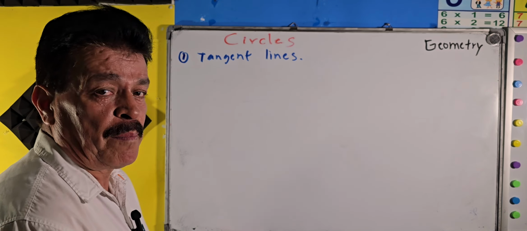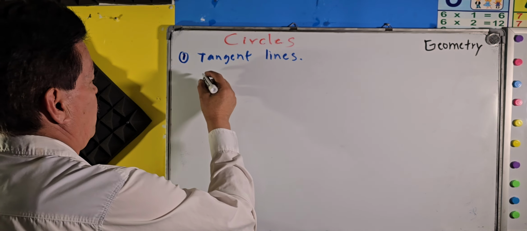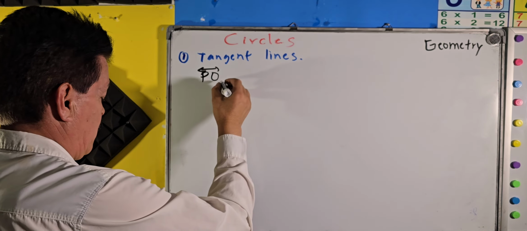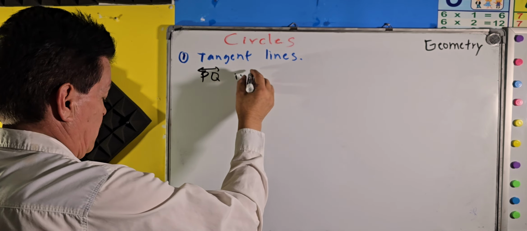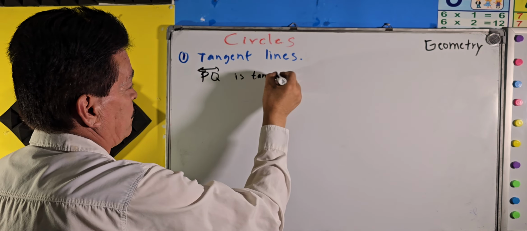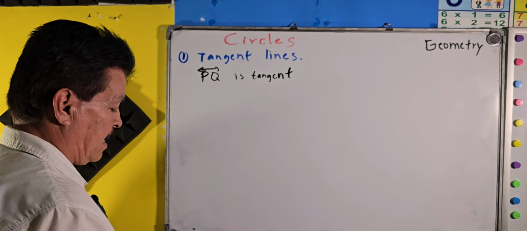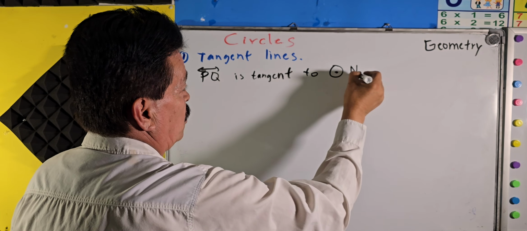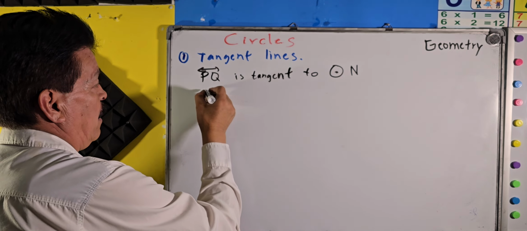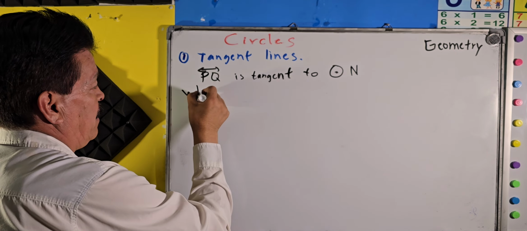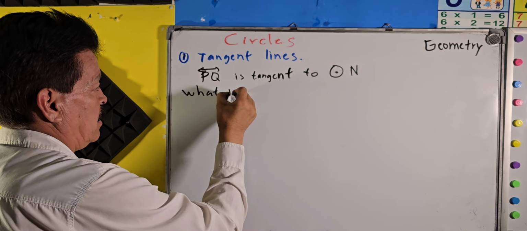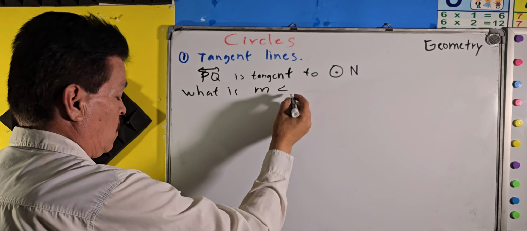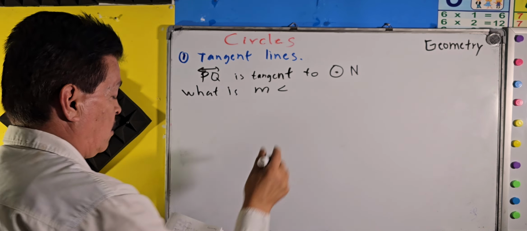Let me write one problem. So for instance, we have PQ here. This is a tangent. It's a tangent to this circle, circle N. All right. Our question will be, what is the measure of angle Q?